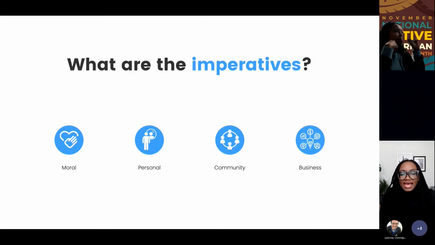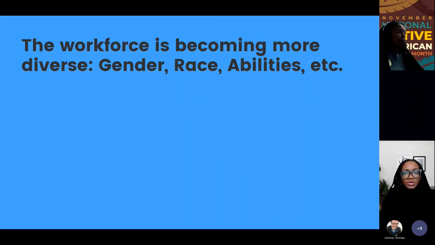And then the last imperative is the business imperative. And I know that, over the years, I'm sure all of us have been given tons of facts and figures on the business imperative, just to illustrate how important it is for organizations to be diverse, equitable, and inclusive. But I also want to share some data, just a few touch points with you.